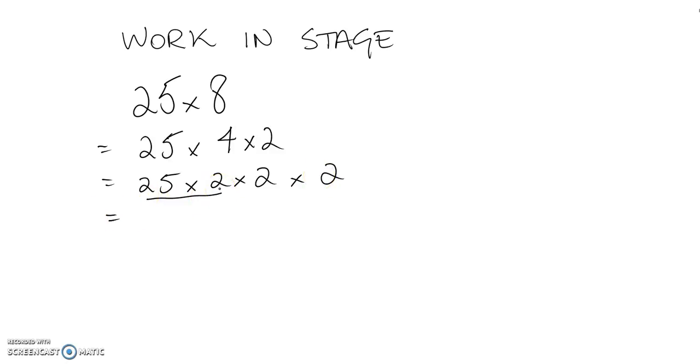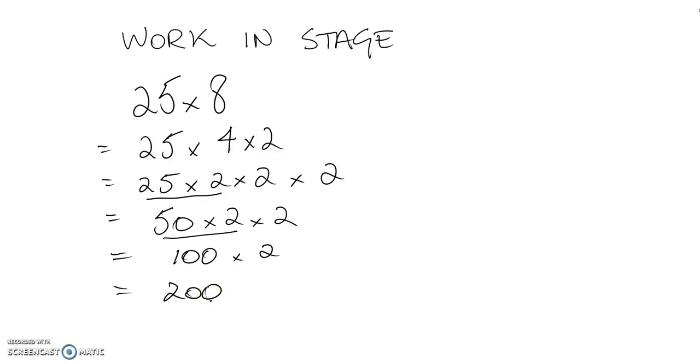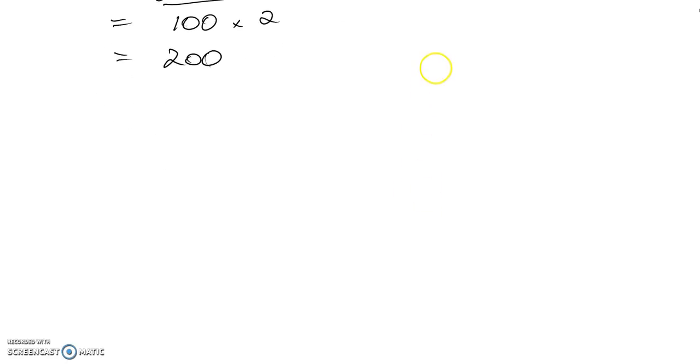We can, using some rules we learned previously, now start multiplying numbers together in stages. So let's go 25 times 2. That's 50. We've still got to multiply by 2 by 2. Now we go 50 times 2. That's 100. Still got to multiply by one more 2. And now 100 times 2 is 200. So we started with 25 times 8. We broke 8 down into smaller component parts, and we ended up with our answer. So that works quite nicely for us.